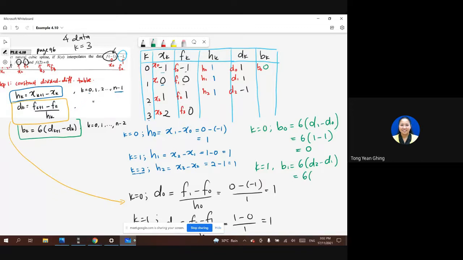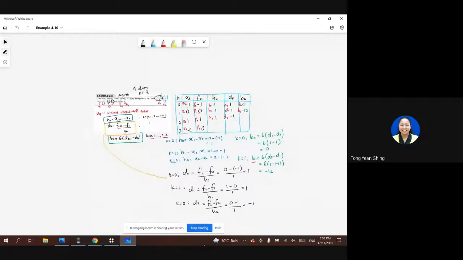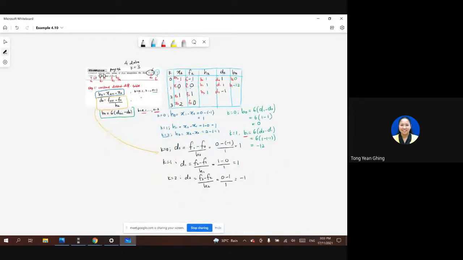Okay. And then K equal to 1, B1 equal to 6, D2 minus D1. So that means 6, 1 minus 1, like this. So that means negative 12. So this one is negative 12. This is B1. So for B, we do it from K equal to 0 until N minus 2. N is 3, 3 minus 2 is 1, until B1 only. So done. So this is the whole value of the Newton divided difference table. So now step 1 is done. So we go to step 2. We have to derive the equation.